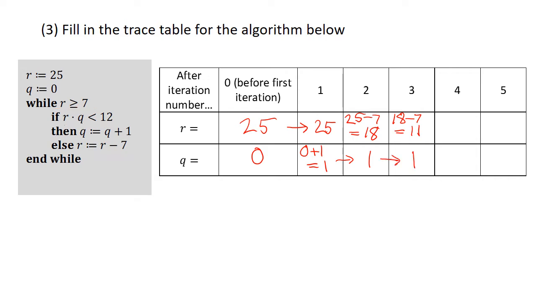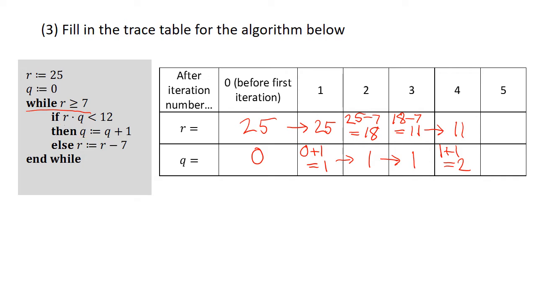All right, now let's check the loop again. The while condition, R greater than or equal to 7, is still true because R is 11. So now we check the if. R times Q currently is 11, so that is true. So we will do the then part. Q is going to become Q plus 1, so this will be 1 plus 1, which is 2. And then nothing happens to R, so this just stays 11.